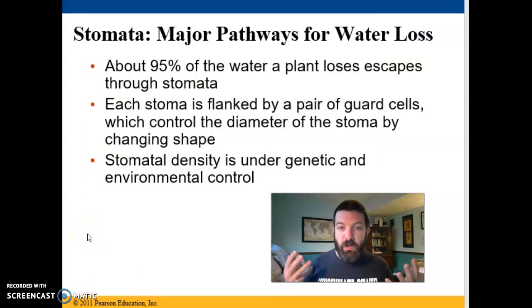Of the water that comes up the xylem, some of it is used for photosynthesis, some of it is used for filling up new cells in a plant, but the vast majority, 95%, is lost through the stomata through evaporation. So again, it's very, very important to be able to control this using the guard cells.